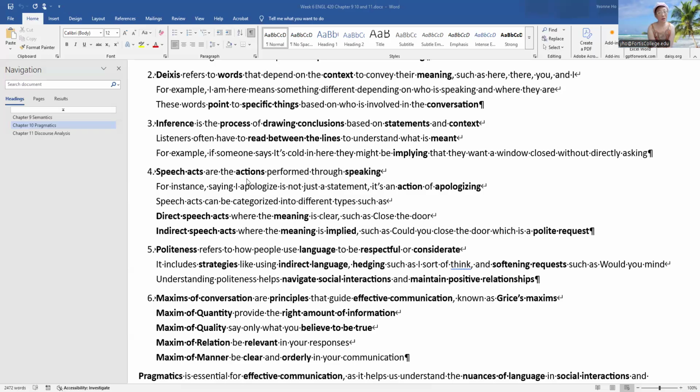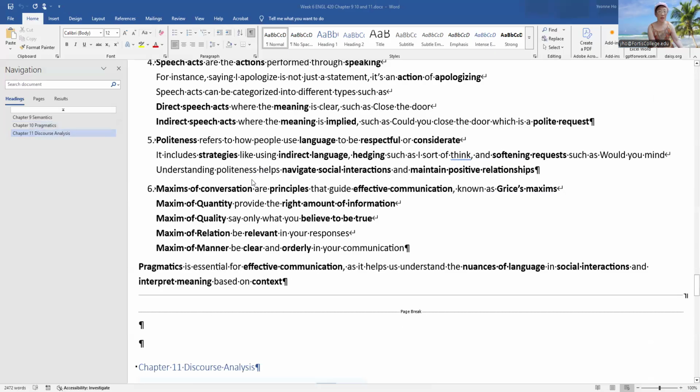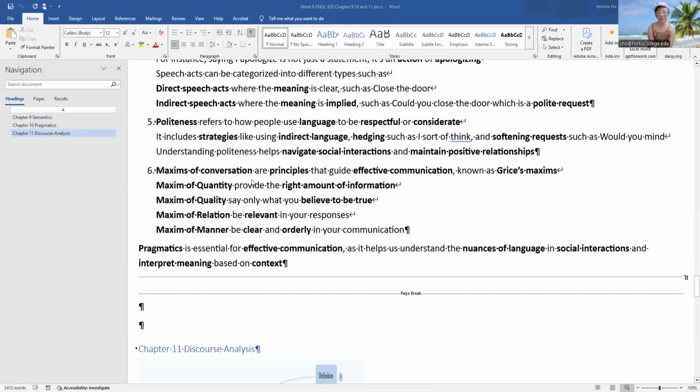Maxims of conversation are principles that guide effective communication, known as Grice's maxims. Maxim of quantity: provide the right amount of information. Maxim of quality: say only what you believe to be true. Maxim of relation: be relevant in your responses. Maxim of manner: be clear and orderly in your communication. Pragmatics is essential for effective communication as it helps us understand the nuances of language in social interaction and interpret meaning based on context.